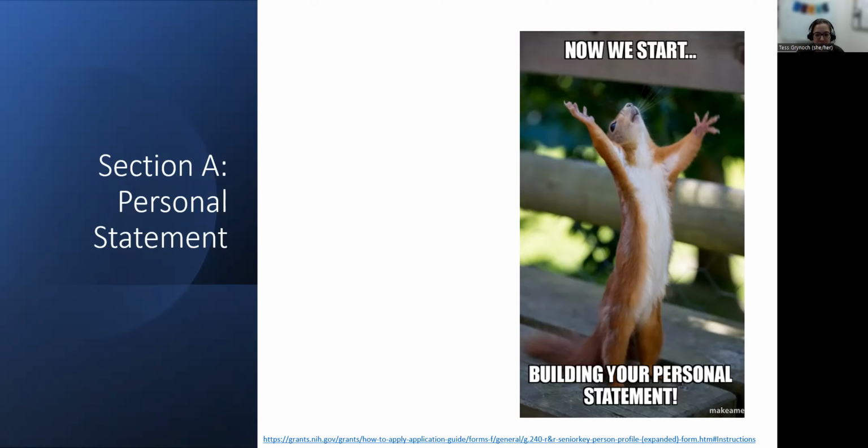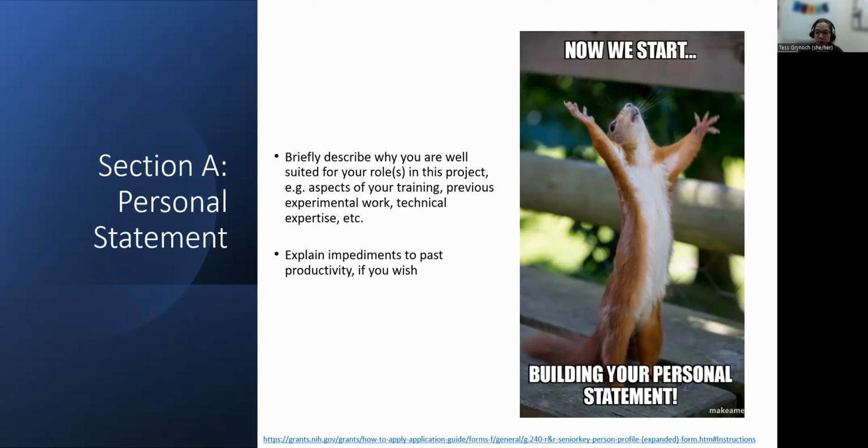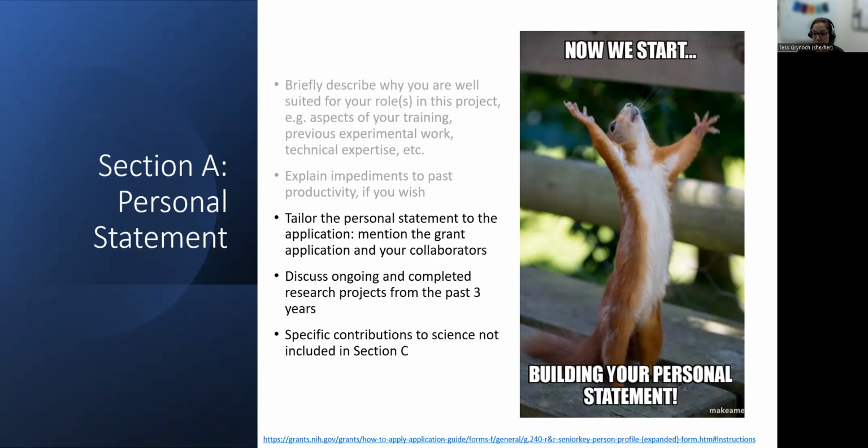So what should you include in Section A, the personal statement? You're going to want to briefly describe why you are well suited for your role in this project, aspects of your training, previous experimental work, technical expertise, etc., and explain any impediments to past productivity if you wish. This is a section that you're probably going to tailor for each grant that you submit. So maybe this is a section that you have bullet points in for your primary Biosketch, and then you would flesh out when you're writing the one for the particular grant.